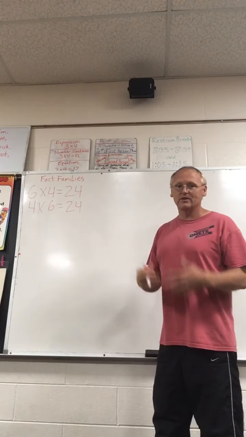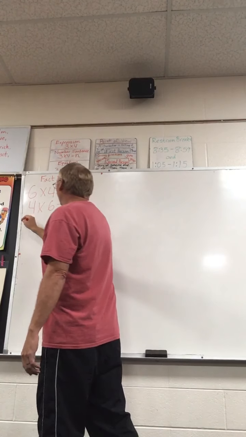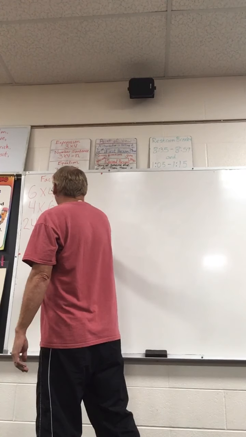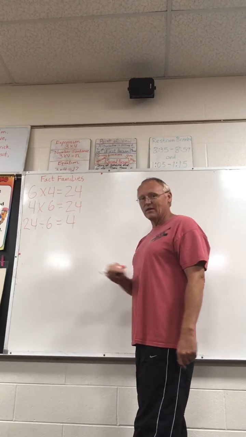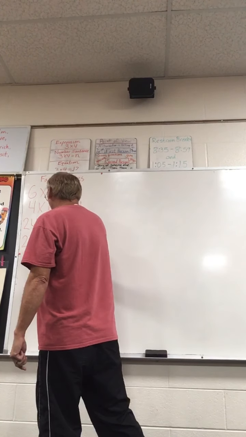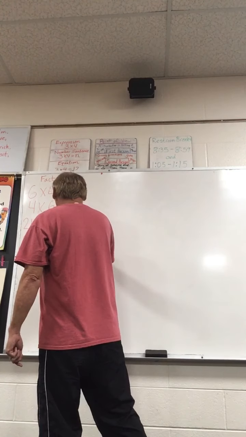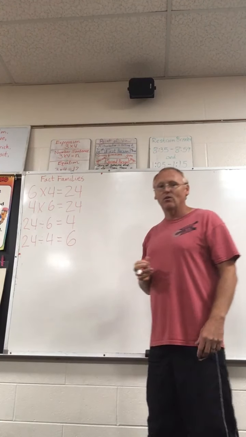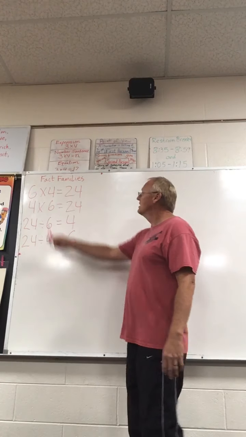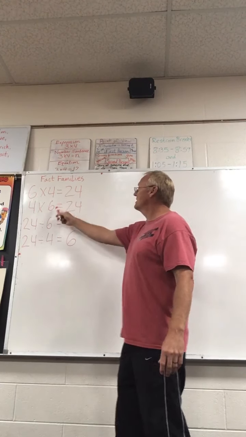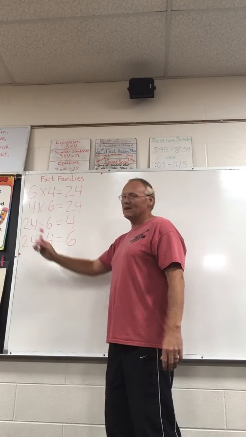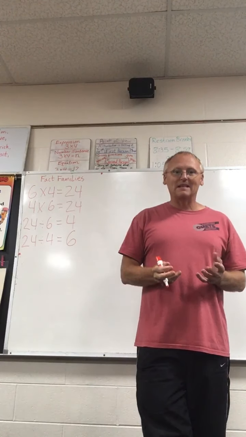Now on to the division. Start with the biggest number. 24 divided by 6 equals 4. Do the other division member. 24 divided by 4 equals 6. And there you have your whole fact family. And they're related because all of them have the same numbers: 6, 4, 24. It's just the arrangement that makes them different.